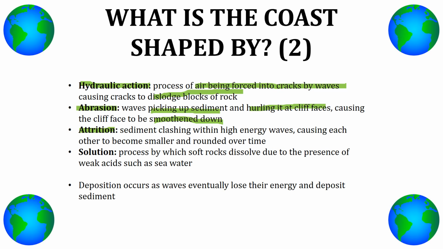So attrition is when the sediment clashes within high energy waves, causing them to become smaller and rounded over time. So another fairly simple concept: 2 bits of sediment, rather raggedy, quite pointy, a lot of bits that can be chipped off. They keep banging against one another, they chip off these little fragments, they become rounded over time, and because bits of the rock are being chipped off, they become a lot smaller.